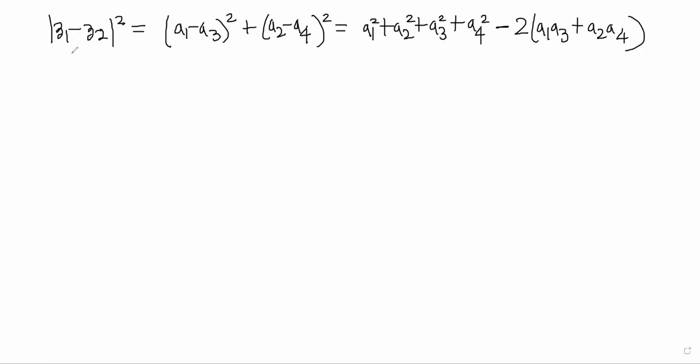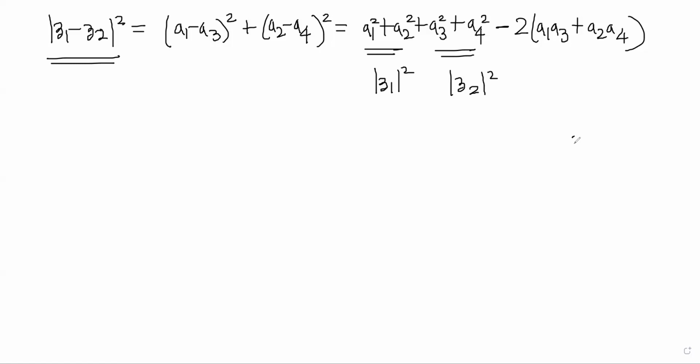So this can be written as, correct. This is what we have here. Now, what I can do here is A1 square and A2 square. What was A1 square plus A2 square? That was equal to actually mod Z1 square, right? And A3 square plus A4 square was actually equal to mod of Z2 square.